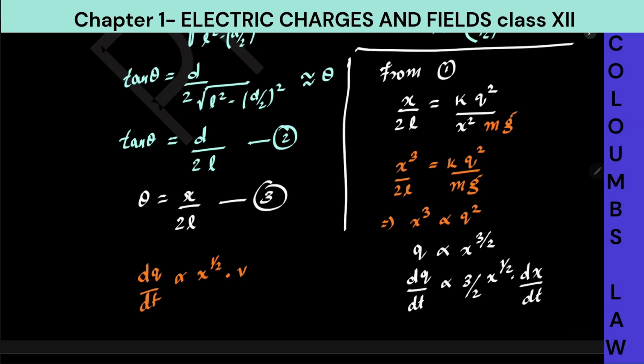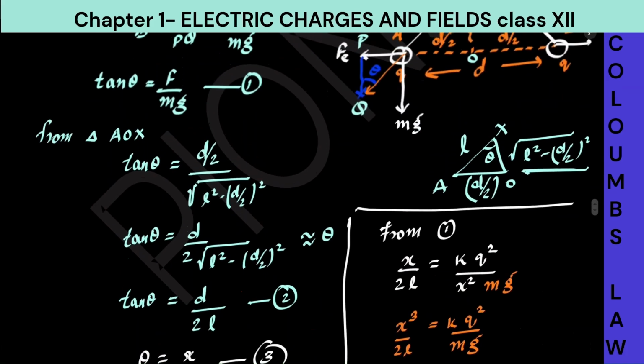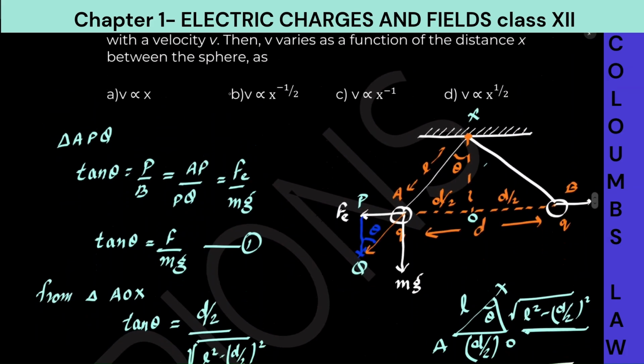Clear? If you take this x to the power half to the other side, v will be proportional to x to the power minus half. Okay, so this is the relation between v and x. They have not asked for the relation with charge. dq by dt is current. If they ask you the relation between velocity and the current, you can see that they are directly proportional, right? So here it is, v is proportional to x to the power minus half. So the correct answer for this is option B.